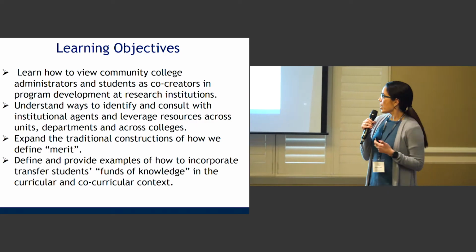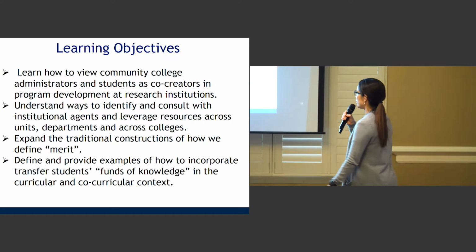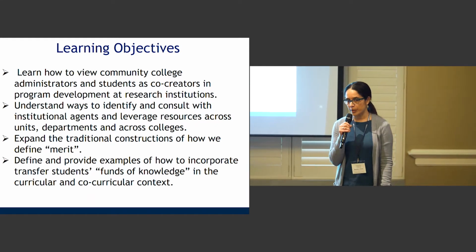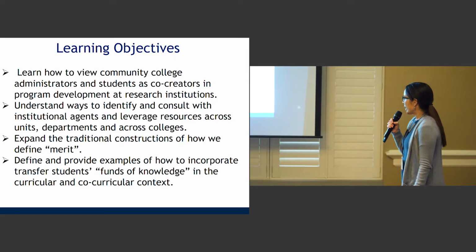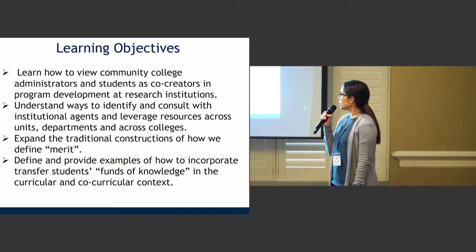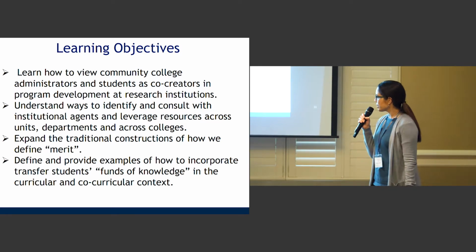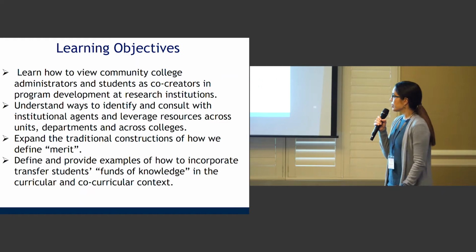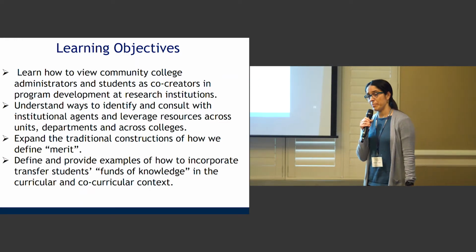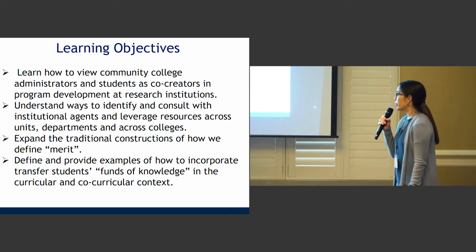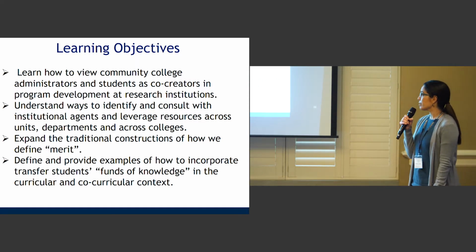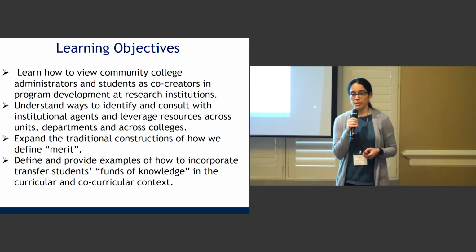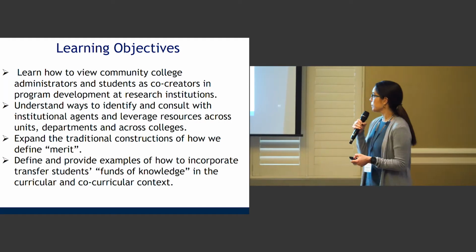We have some learning objectives for the following workshop. One, learn how to view community college administrators and students as co-creators in program development at research institutions. Two, understand ways to identify and consult with institutional agents and leverage resources across units, departments, and colleges. Third, expand the traditional constructions of how we define merit. And lastly, define and provide examples of how to incorporate transfer students' funds of knowledge in the curricular and co-curricular context. We'll explain what these terms are and engage you in an actual activity on this.